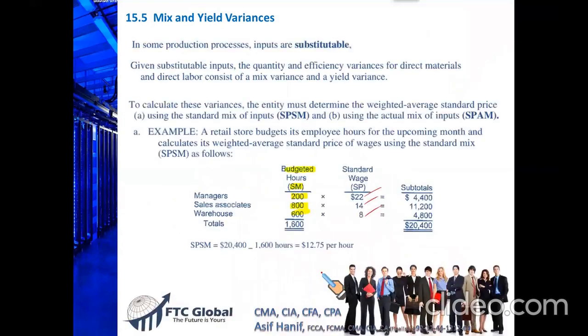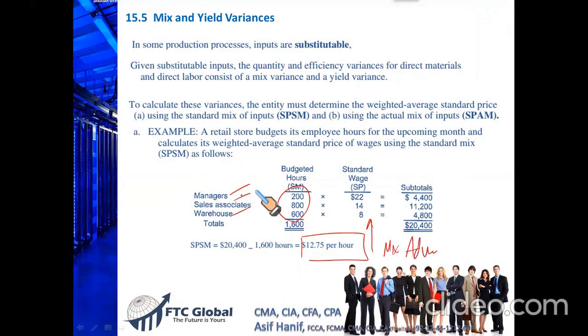Now let me show you from here. Now listen, this is your standard price of standard mix. You change managers, sales associates, warehouse with one another, you change the mix. If your rate is above 12.75, we will say that the mix variance is adverse. But if you mix these hours in such a way that your new rate is lower than 12.75, let's say 10, we will say the mix is favorable. You mixed the hours nicely so that your rate fell to 10. You mixed your hours adversely, so your rate is above 12.75.